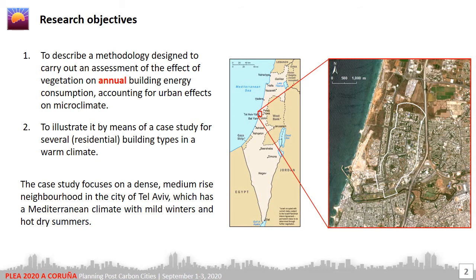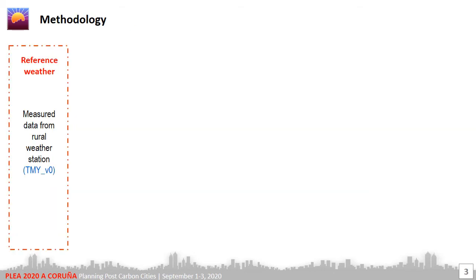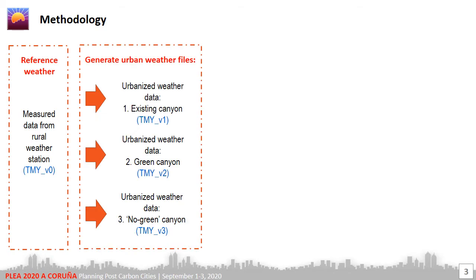The case study focuses on a dense, medium-rise neighborhood in the city of Tel Aviv, which has a Mediterranean climate with mild winters and hot, dry summers. The study was carried out using computer simulation in two distinct and separate stages. In the first stage, urbanized weather files were generated from reference data measured at a rural weather station for three different scenarios: an existing street canyon and the same canyon with more vegetation or with all existing vegetation removed.